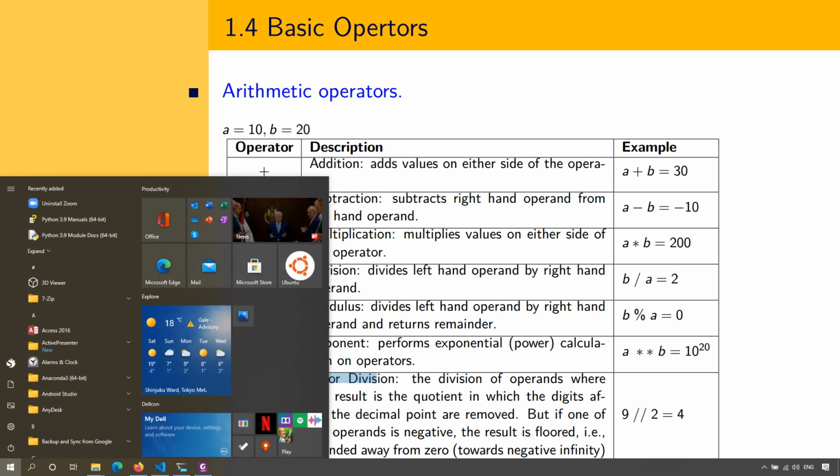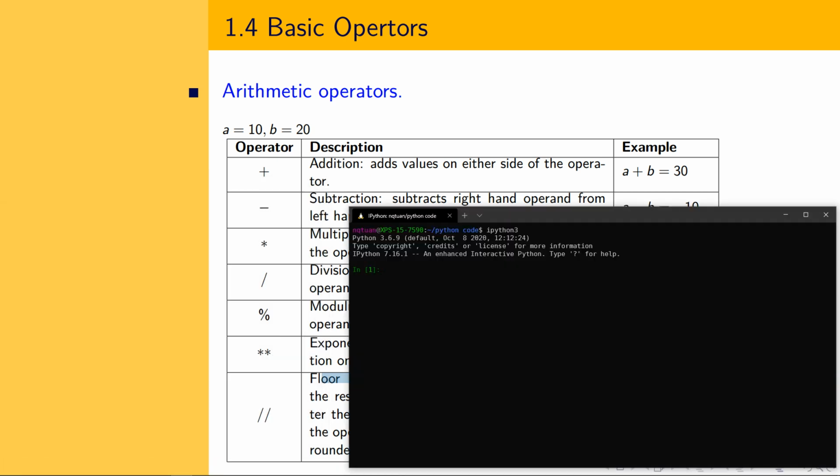So let's consider an example. Suppose here we have variable a equal to 10 and b equal to 20, and then you can do a plus b equal to 30, then a minus b equal to minus 10, a multiplied by b equal to 200, right? And a star star b, this expression is like a power of b, and then the result is a number with 20 zeros.